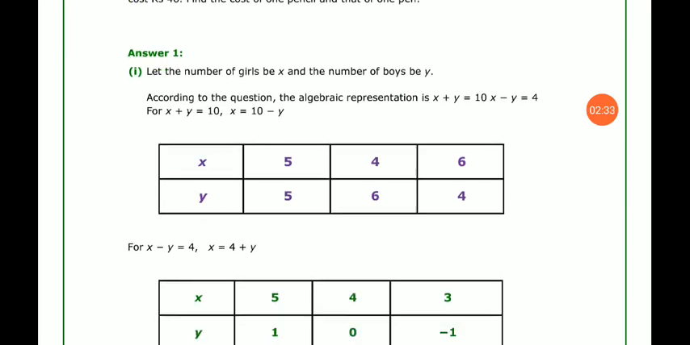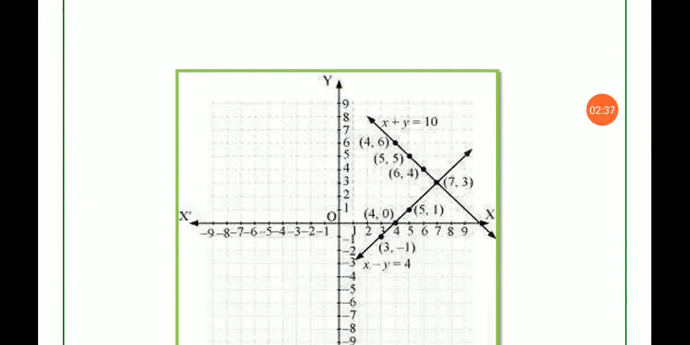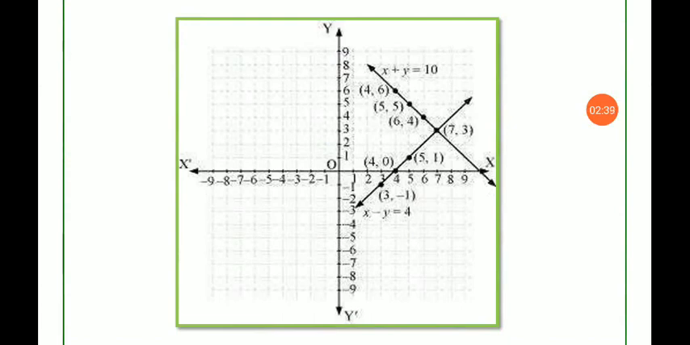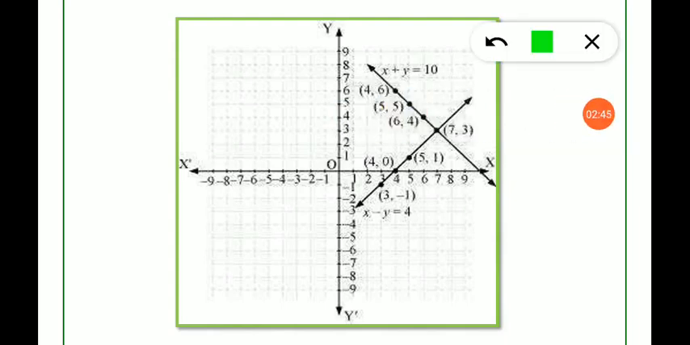After doing it for the second, we have represented the situation algebraically, and now we will represent it graphically. On the graph we will get this kind of graph. Now we have to find the solution. The solution is the point where the both lines intersect. Because they are intersecting lines, we know that it has only one solution. So we find out this point.